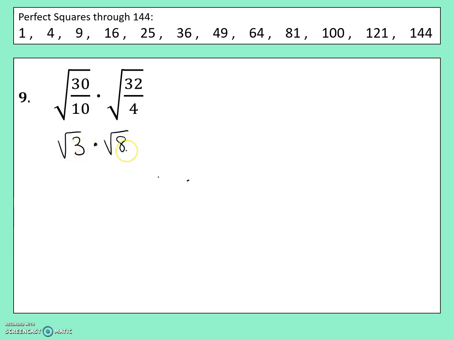Now this is super easy. Radical 3 times radical 8 is radical 24, which we realize can be simplified because 4 goes into it, and 4 is a perfect square, so we have 4 and 6. That becomes 2 root 6. All right, go ahead and try the next one on your own.